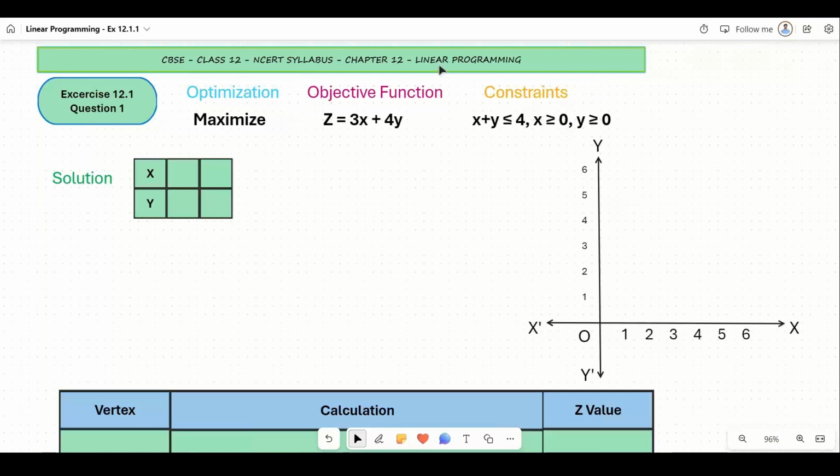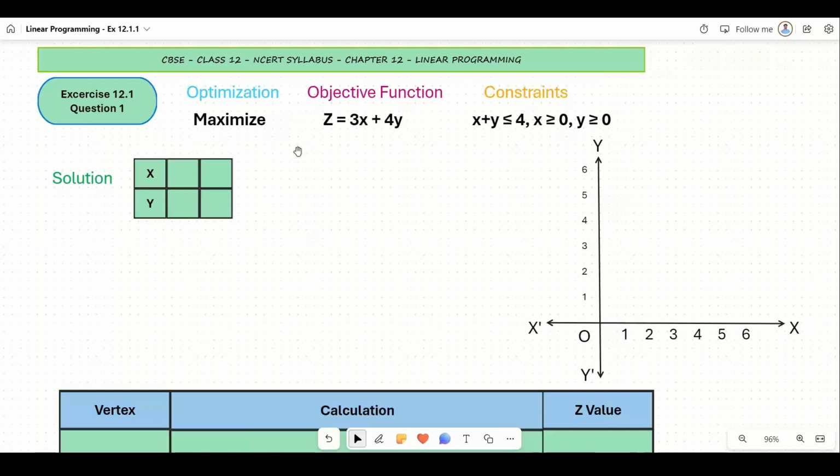So this is continuation to the linear programming introduction that we had. As part of chapter 12, linear programming, part of exercise 12.1, we will have a couple of questions discussed in detail. So you'll get better understanding to start with linear programming problem solving method.